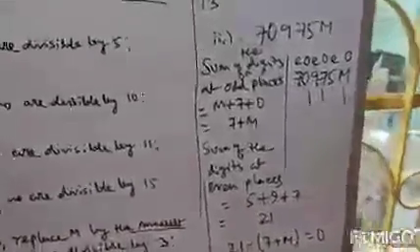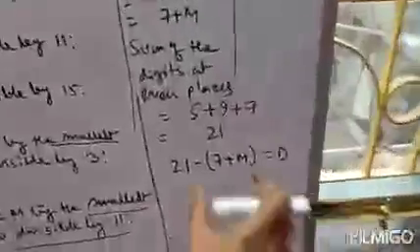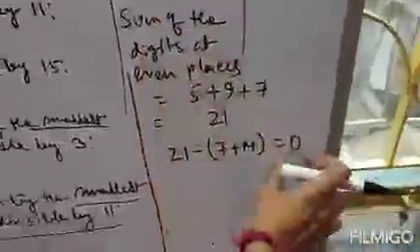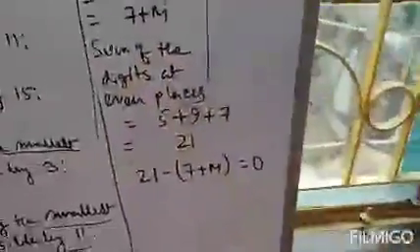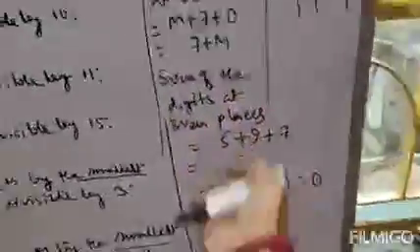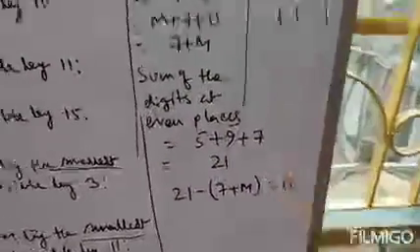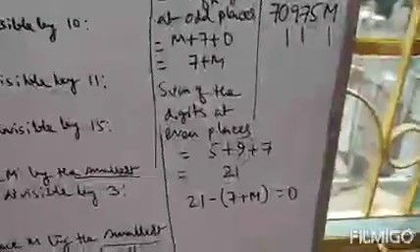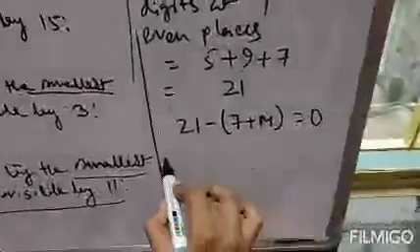But when this type of question is asked, that is, replace m with a number, we will always subtract this and equal it to 0. Whenever this type of question is asked in your exam, just find the sum of the digits at odd places and the sum of the digits at even places, and then subtract and equal it to 0. Always equal this subtraction to 0. Clear? Now find out m from this.